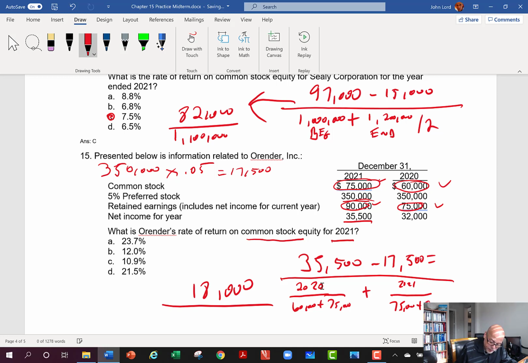And then, of course, I'll put a big bracket around all this, and then you have to divide all of that by 2. You do the math inside, then you divide all of that by 2, so you get the average, and so that comes out to 150,000, okay? And when you do the math on that, that comes out to 12%, which is choice B here.